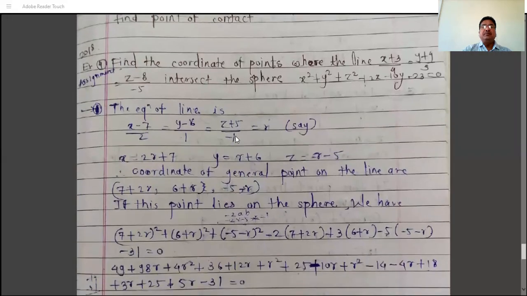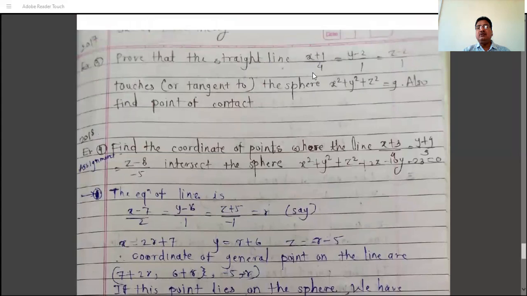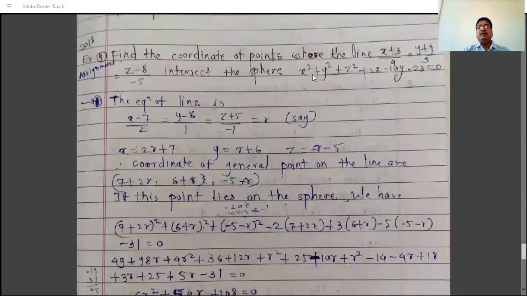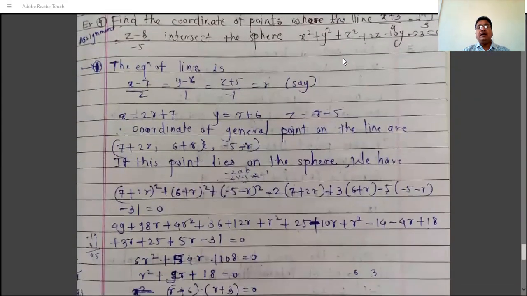So the problem of this type: find the coordinates of points where the line, x plus 3 by 4, y plus 4 by 3, z minus 8 by minus 5, intersects the sphere x square plus y square plus z square plus 2x minus 10y minus 23 is equal to 0. So this line intersects the sphere in 2 points. And we have to find the coordinates of those 2 points.